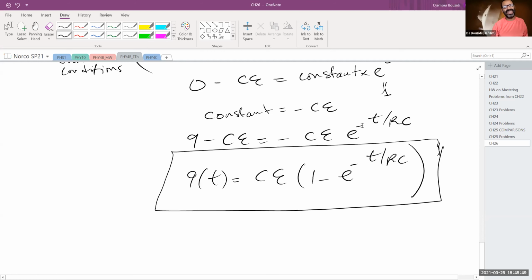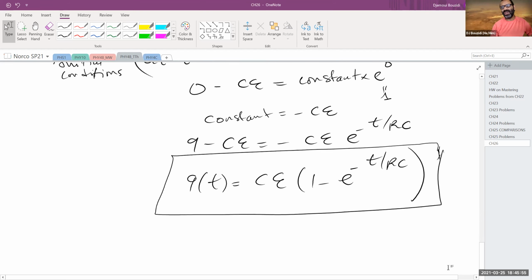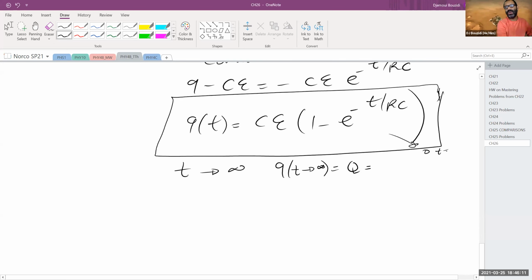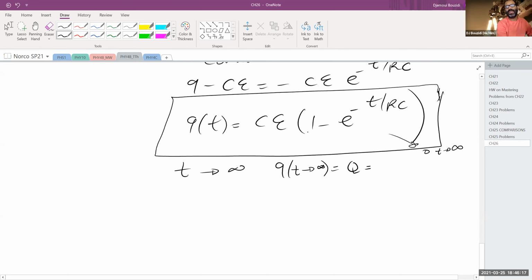There is another expression that I really need. First of all, if I wait a long time, when t goes to infinity, q sub infinity is actually the ultimate charge q that I want. And this term goes to 0 for t going to infinity, because exponential of negative infinity is 0, basically. So in this case, I will have 1 times C epsilon, and that is the charge. So this is the charge I'm going to end up with at the end of the day when all the dust settles, when this charging is finished.